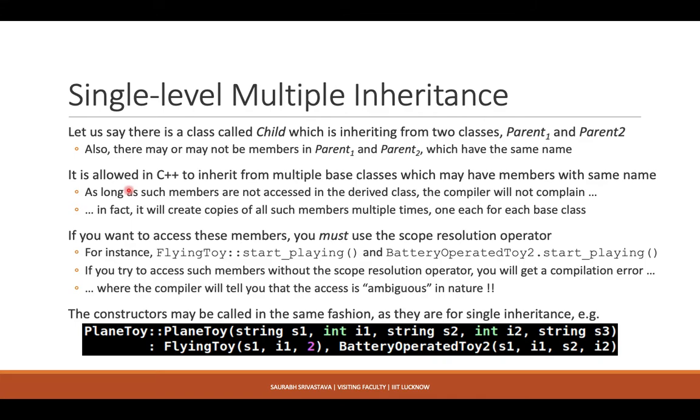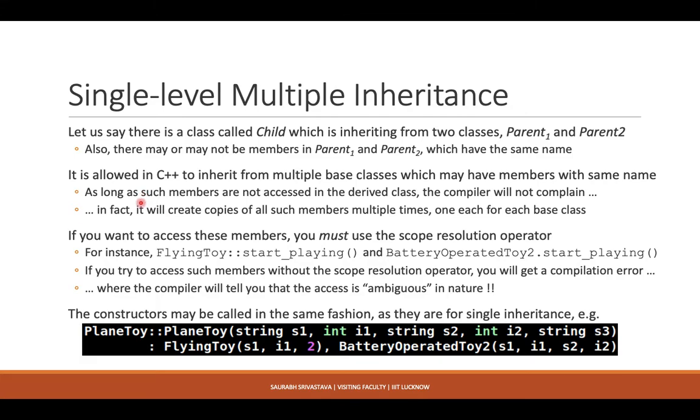So you can have a class child which is inheriting from two base classes, parent 1 and parent 2. It is also possible that parent 1 and parent 2 have some members which have the exact same name. Now, as long as these members are not accessed in the derived class, the compiler will not complain, right? If you simply don't access these members at all, there's no problem, right? Compiler doesn't raise any alarms.